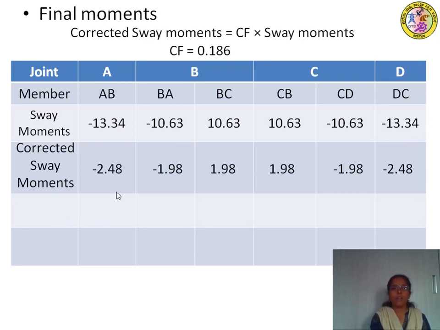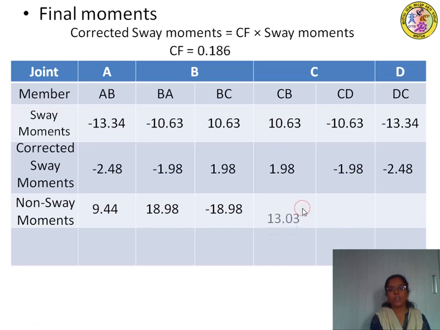Now, for these corrected sway moments, we will add the non-sway moments, the moments which are obtained in part A, that is non-sway moments, we will add those values here. Okay, for AB we have obtained it as 9.44, for BA 18.98, BC minus 18.98, CB 13.03, CD minus 13.02, and DC minus 6.48. So if you add these two, that will give the final moment.